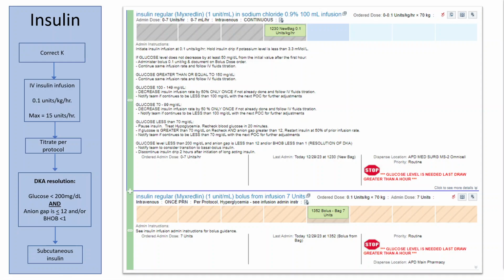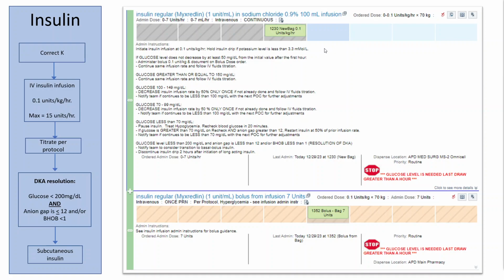So the insulin rate is going to stay the same until the blood glucose reading is less than 150. If we get a blood sugar in the 70 to 149 range, we decrease the rate of insulin by 50%. As you can see here, this is only to be done once. So if I get a blood sugar that is 132, I am going to decrease my rate from 0.1 units per kilogram per hour to 0.05 units per kilogram per hour.